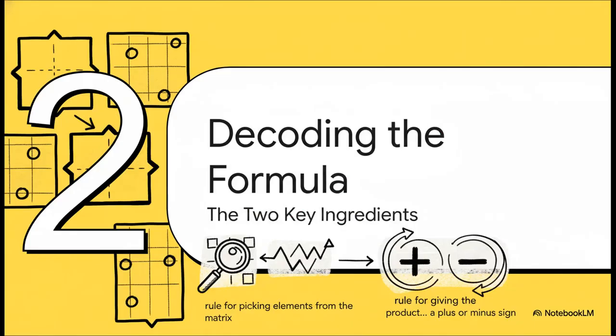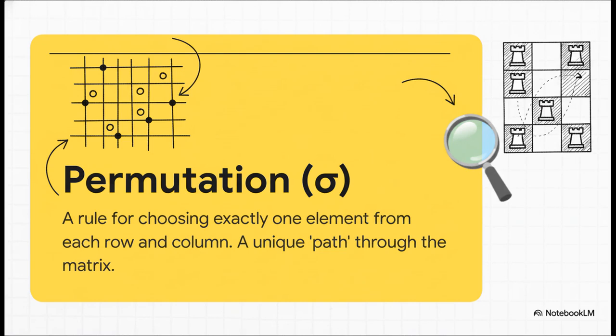Okay, time to go back to our formula. To really understand it, you only need to get two key ideas. First, there's a rule for picking numbers out of the matrix. And second, there's a rule that tells you whether to add or subtract the product of those numbers. That's it. So that first ingredient has a pretty fancy name, a permutation.